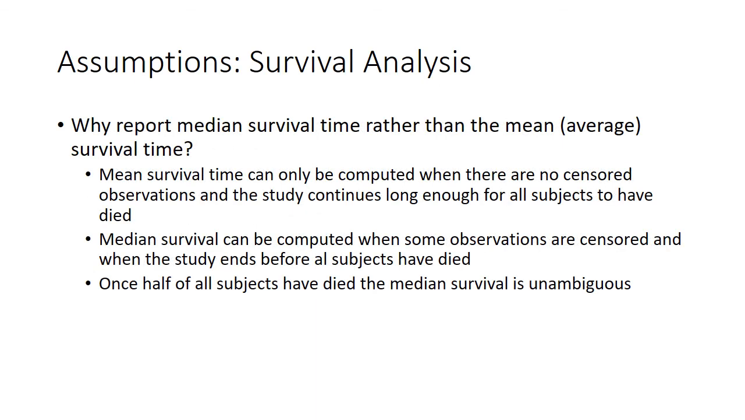Sometimes the question we hear is, why do they report median survival time rather than mean or average survival time? Basically, you can only really compute the mean survival time when you have no censored observations, and if the study is going to follow people for a long enough time so that everyone dies, right? Which could be a very long time in some cases. Rather than that, we can utilize our median survivals and get that 50% mark. It's much easier to hit that. It's much more feasible for the studies to do that. So again, once half of the subjects have died in that group, that's when we can get a good median survival, and it's pretty unambiguous at that point.